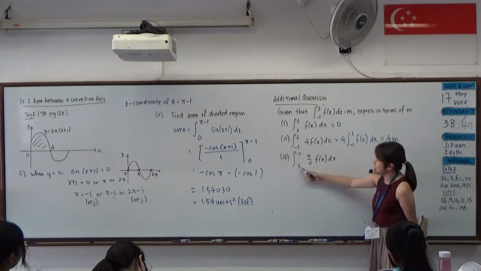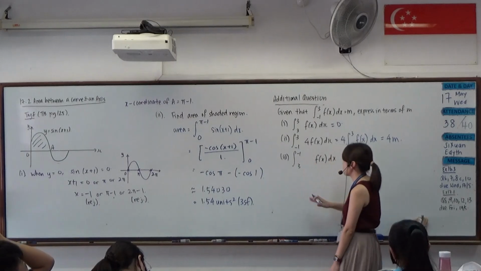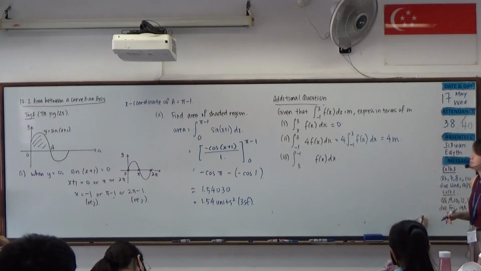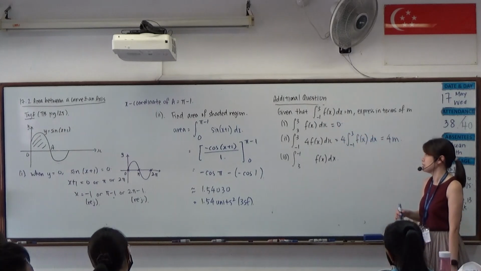Okay, the more important one that I want to cover is part 3, whereby we are given 3 to negative 1. Maybe let's start off with something easier. Let's drop the pi over 2. Okay. We're given negative 1 to 3. So what do we need to do about this?